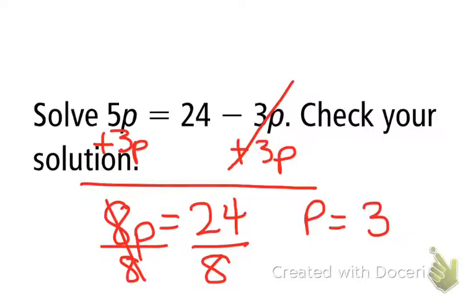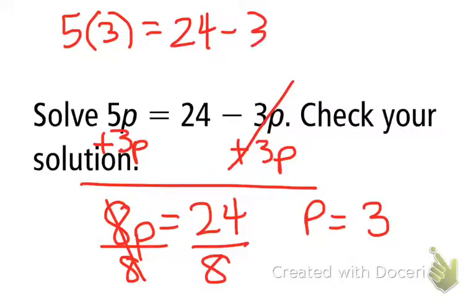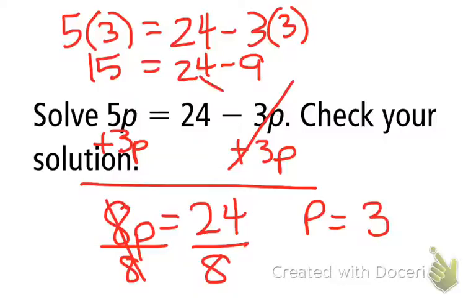To check your work, go into the original equation and substitute in the value of 3. And right here you want to take 24 minus 9. Since we see that that is 15, 15 equals 15, we know that we've done it right.